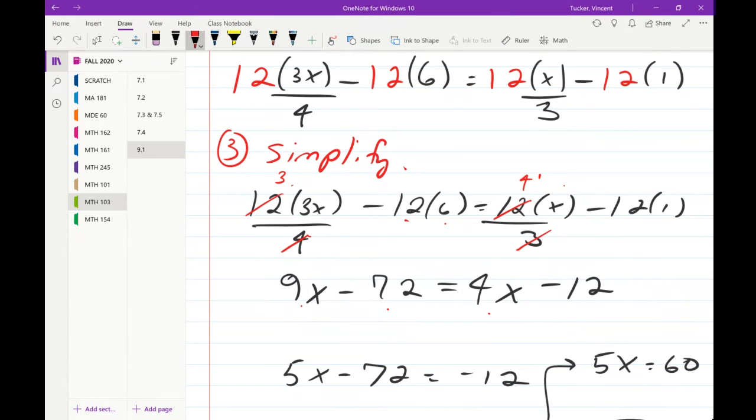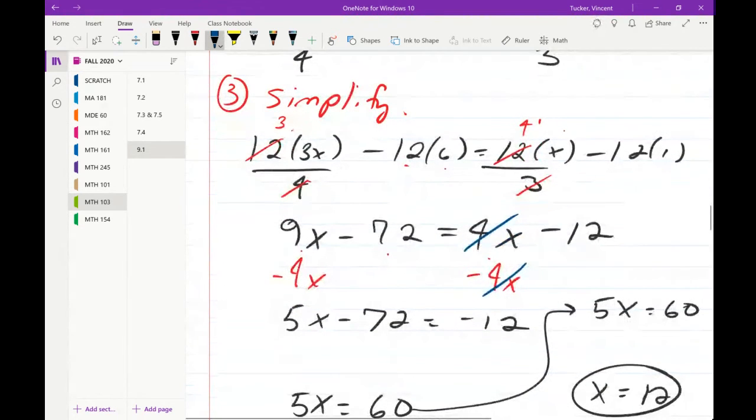All right, so now we can solve. We cleared out our fractions. We go ahead and solve. We have x terms on two different sides of our equation. So we need to, just like before, get our terms with x on one side, terms without x to the other side. So we can subtract 4x on both sides. 4x on the right cancels. 9x minus 4x is x. Minus 72 equal to negative 12.